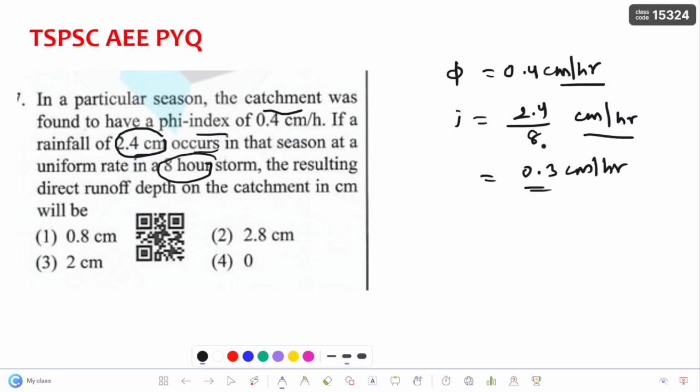The intensity coming is less than the phi index. You all know that phi index indicates that only above the phi index will runoff take place. He is asking for the resulting direct runoff depth on the catchment in centimeter. Here intensity is less than the phi index, so runoff will not take place at all. If the intensity is greater than the phi index, then the difference between them will be the runoff. But here it is less than the phi index, so you can say directly it is 0.